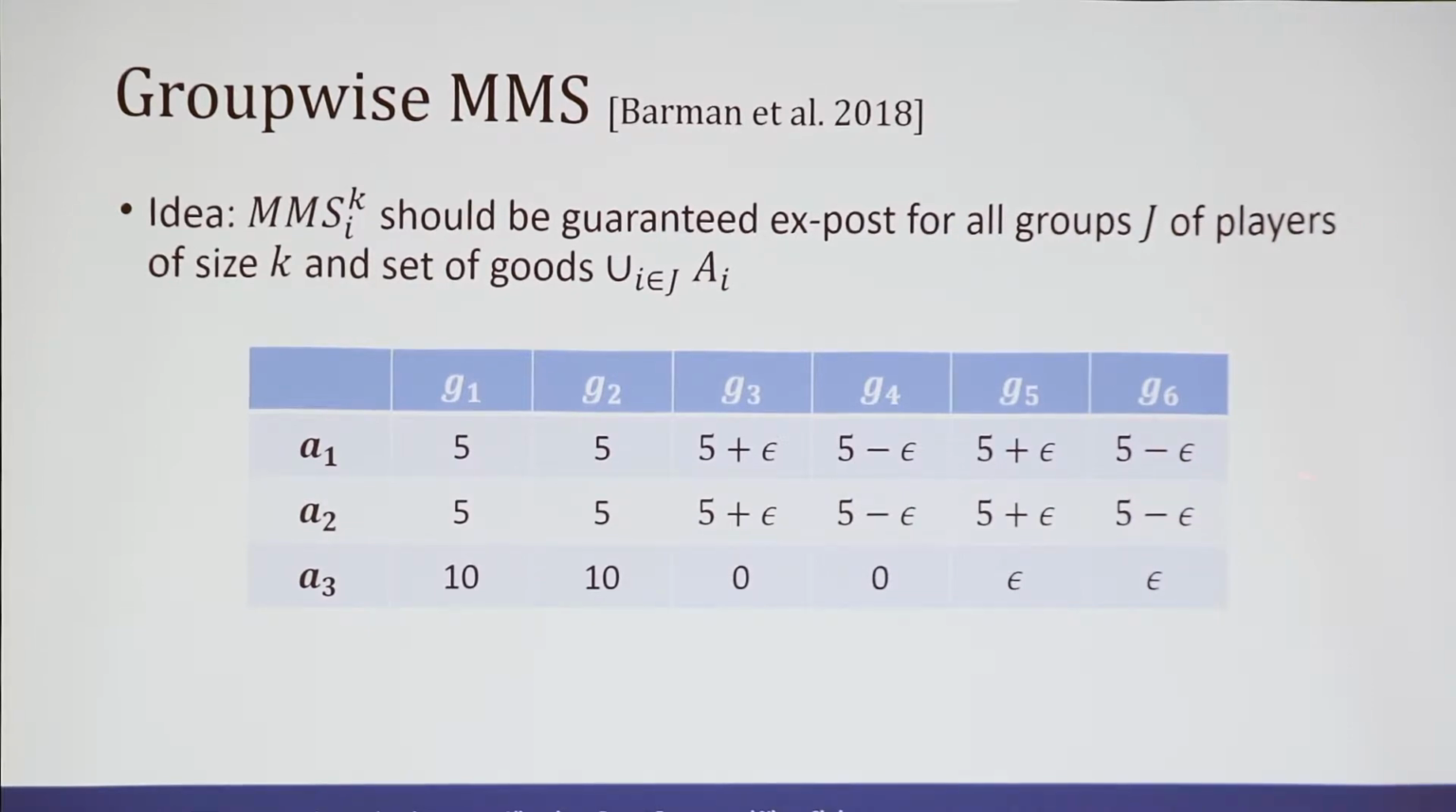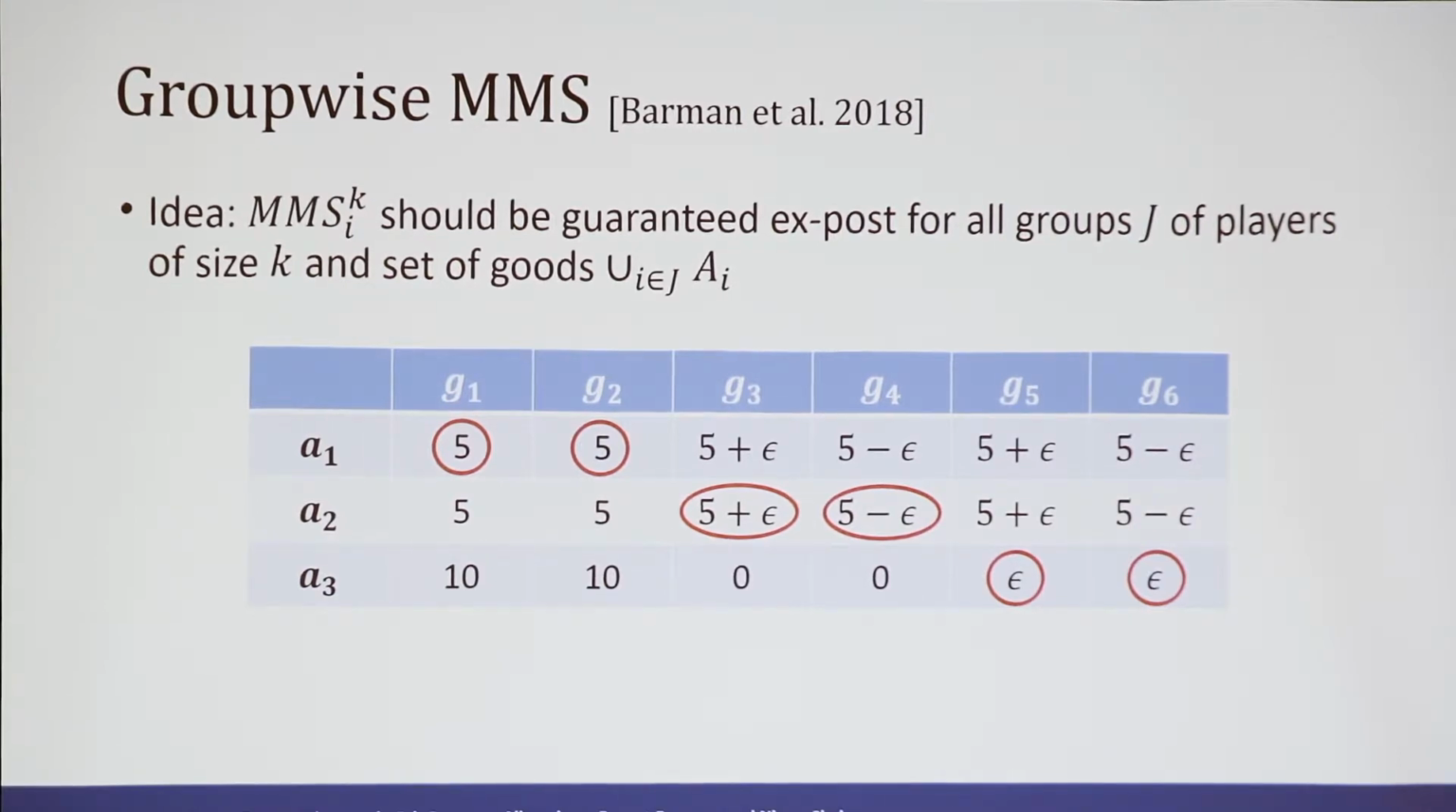Here's the example that Barman et al. had. The Maximin Share of agent 3 is 2 epsilon, right? And the way you can see that is think about how agent 3 can best partition these goods into 3 bundles. They can put a 10 and a 0 together, another 10 and another 0 together, and then the 2 epsilons together in their own bundle. Right, and then if they receive an adversarially chosen bundle, they get a utility of 2 epsilon. Okay, so if we do something like this, this is guaranteeing agent 3 their Maximin Share of 2 epsilon.